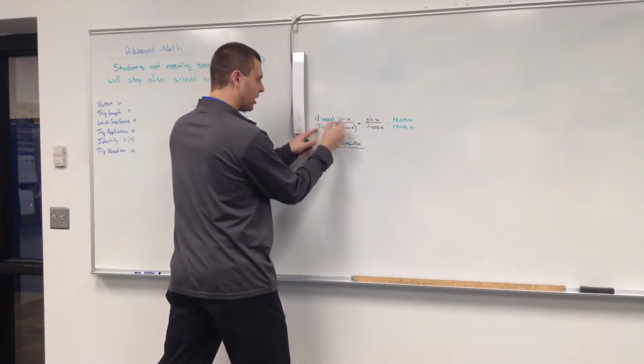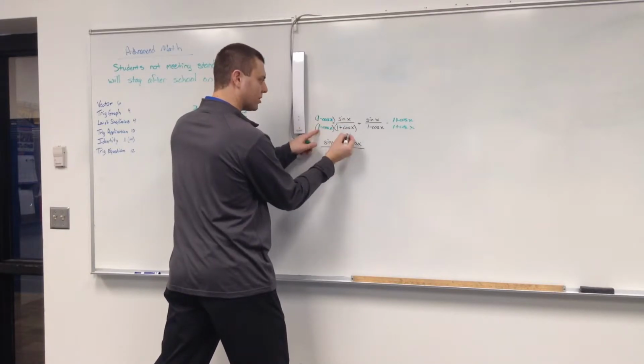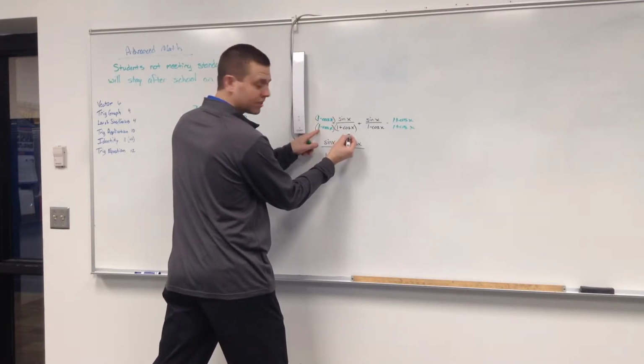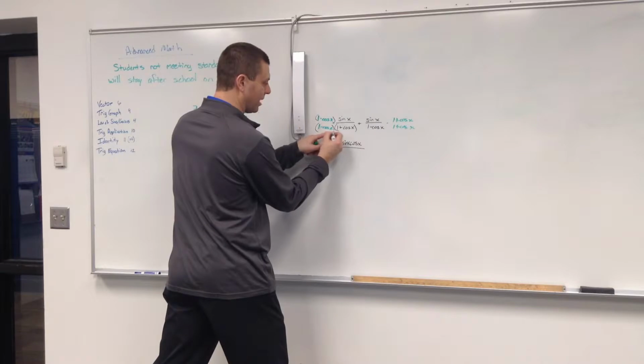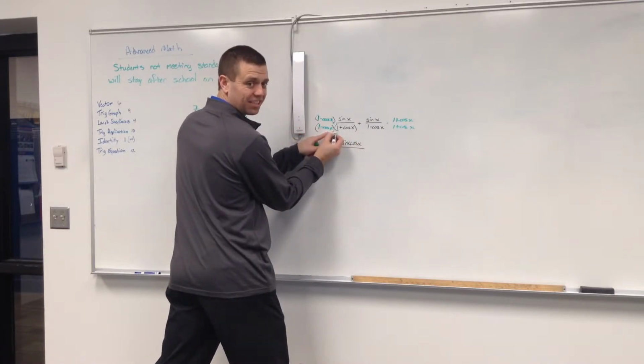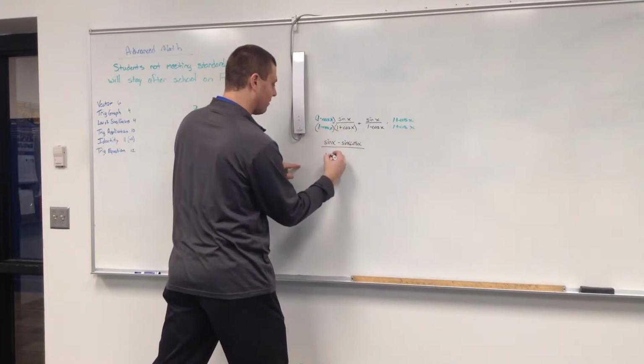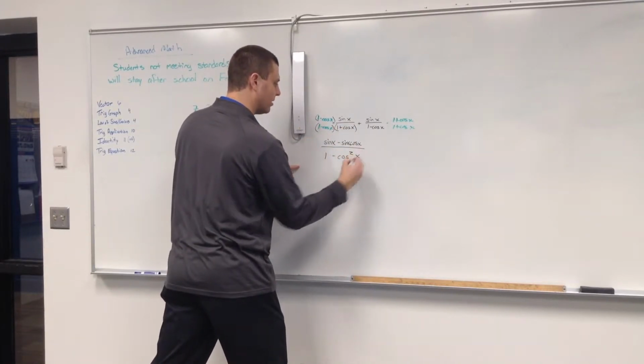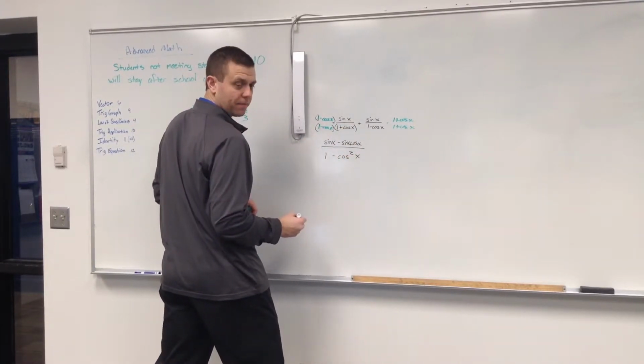Okay. So 1 times 1 is 1. 1 times cosine x would be plus cosine x. But then right here, aren't I going to get minus cosine x? Yeah. So the plus cosine x and the minus cosine x cancel each other out. But then I still have minus cosine squared x right there. Okay. You with me? Yeah, I think I got it.